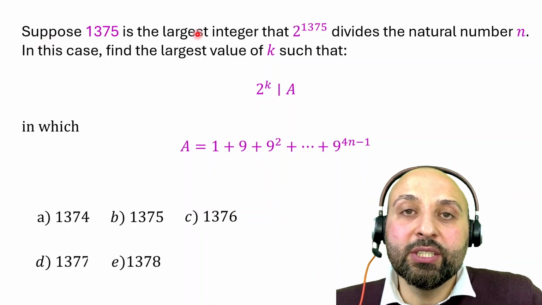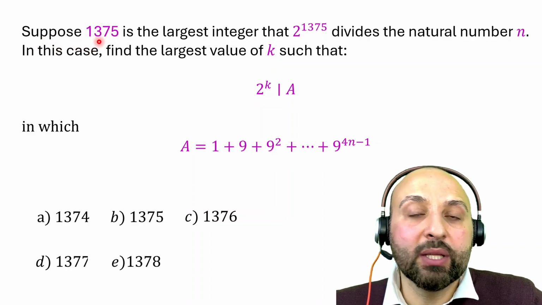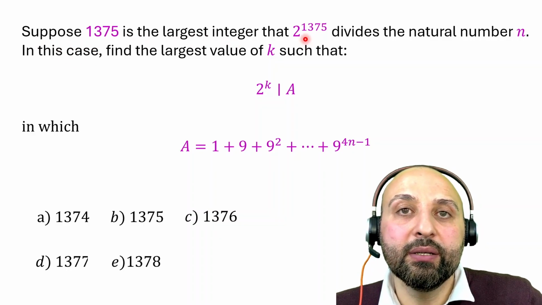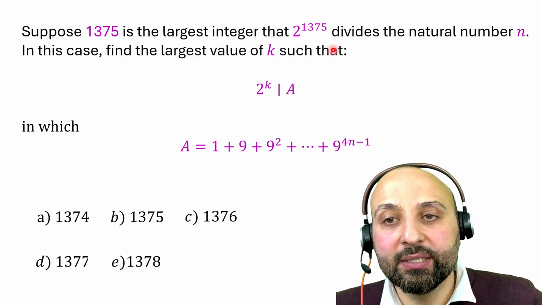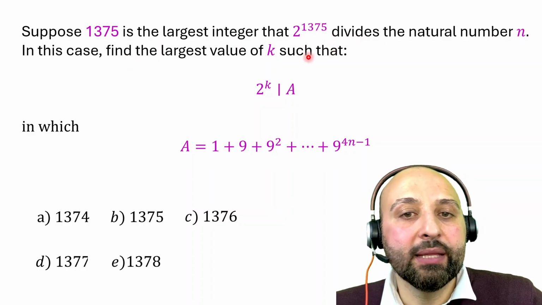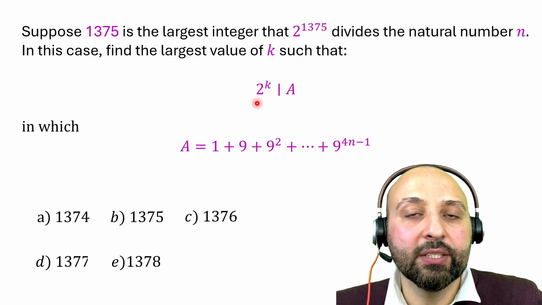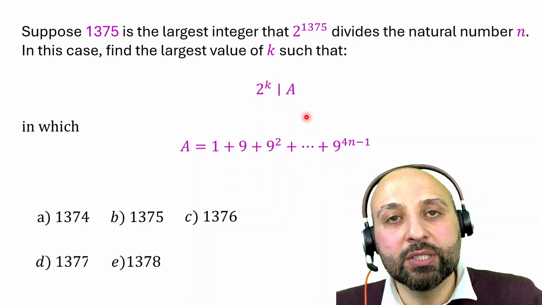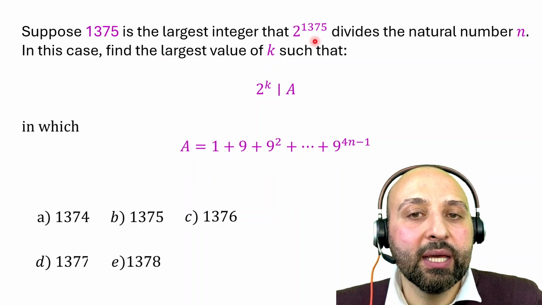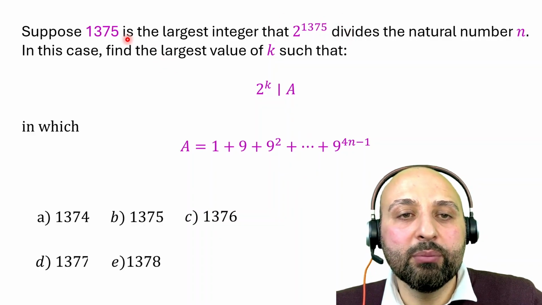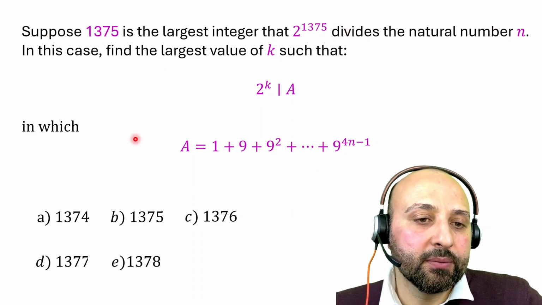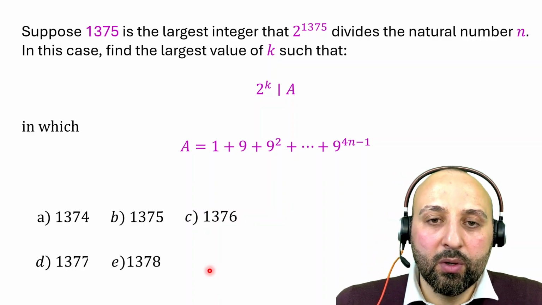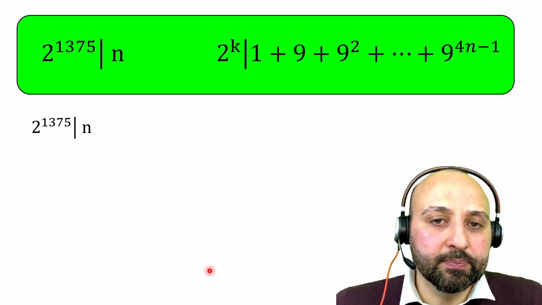In the actual question, it says that suppose 1375 is the largest integer such that 2 power 1375 divides the natural number n. And then find the power k such that 2 power k divides a, which is given. Of course, in the thumbnail, I put n is equal to this one multiplied by an odd number q, which is equivalent to this statement. And these are the options that we have. All right, let us look at the solution.